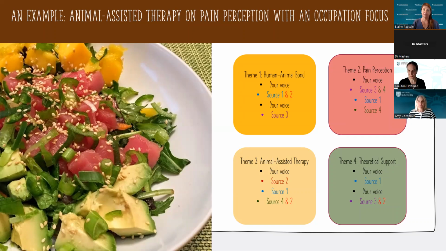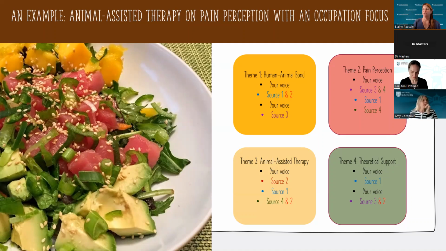Then the next theme is pain perception. So I have a heading, pain perception. I introduce what I mean by pain perception. What is this? So the reader's clear on what I'm talking about. I bring in source 3 again, and source 4. I'm back to source 1 and source 4. So you see how it's not source 1, source 2, source 3, 4, 5, 6. It's not just a summary of everything I've read. I'm sprinkling these in and out to support what I'm saying.